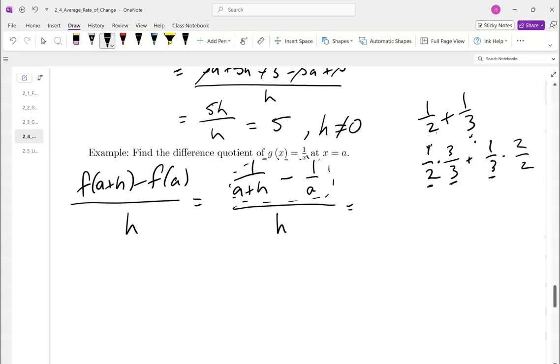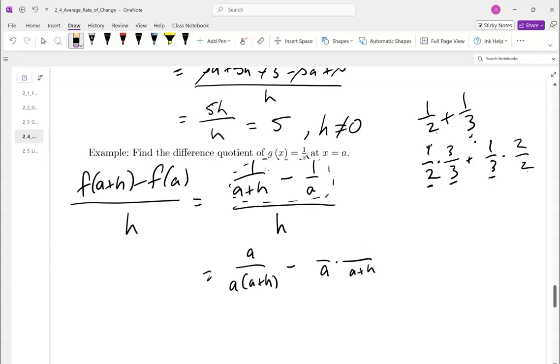Over here, this has a 3. I'm missing a 2, so I have to do the same thing on the top. Apply that same principle over here. What do I need to multiply top and bottom of this one by? A, because that's missing, right? So for the other one, what do I need to multiply top and bottom by? A plus h. Good.